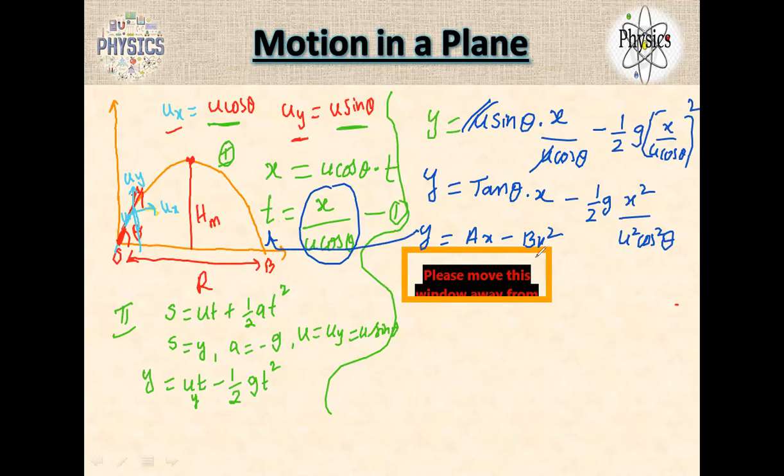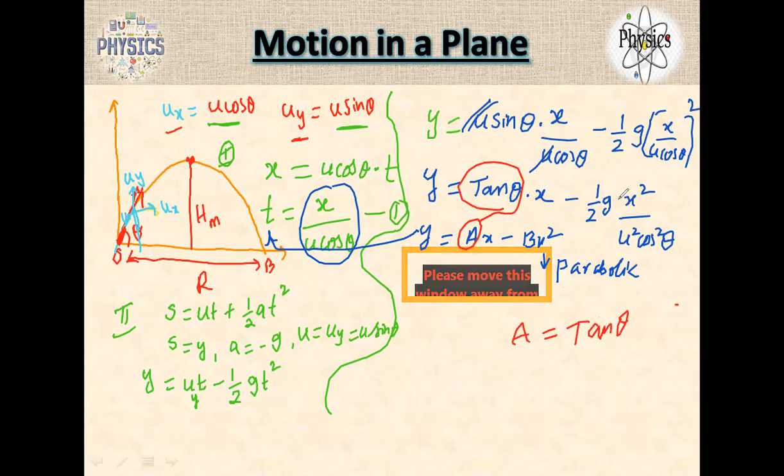This is the equation. If you do mathematics, you have graphs. I don't know whether you have done it in 9th class, I think you must have done. y is equal to ax minus bx square represents a parabolic path. But how did we get it? So this is very simple. I am assuming that a is equal to tan theta. I'm writing tan theta as a.